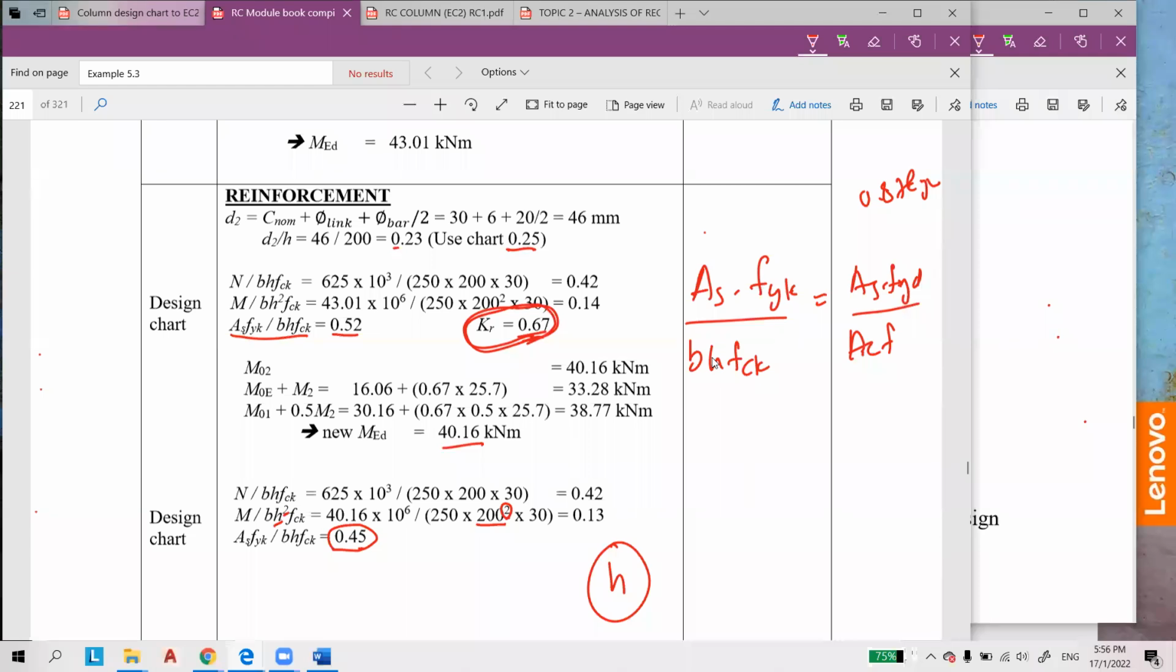But I think in the exam you don't have to recheck the Kr. Kr shall be given. So you just go straightforward from this one. You just determine from As fyk over b h fck. You can directly determine the As required, and then you can propose the As provided. That's all.